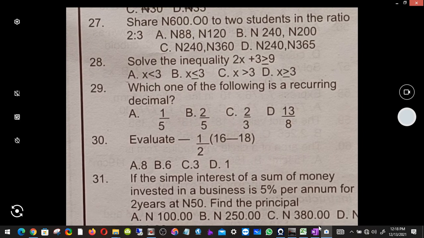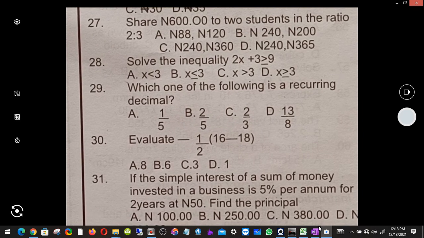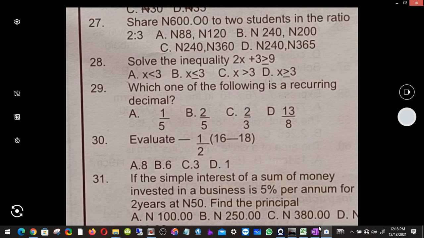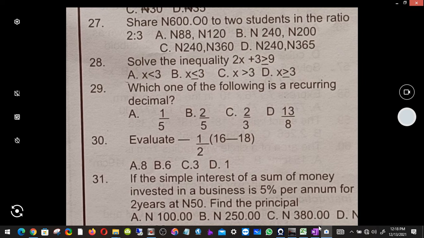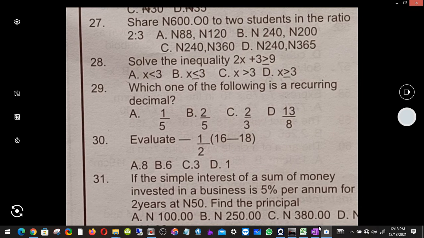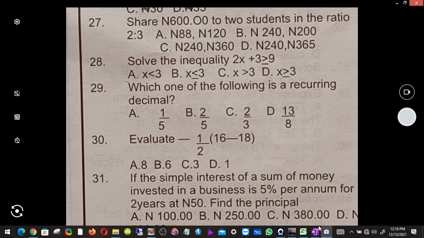1/5. When you divide, what will you get? 0.2. So it stopped, right? 2/5. When you divide it, what do you get? 0.4. 2/3, when you divide, what do you get? 0.6 recurring. It won't stop. What of 13/8?